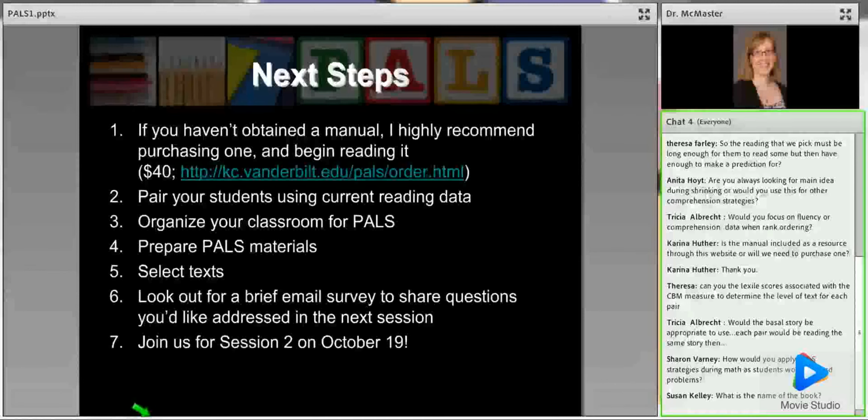And then also, I'll be sending out a little Google survey. It'll come in your email, I think it will come from Molly. But that survey will just be a chance for you to share any questions that you have so far that you'd like to be addressed in the next session. So we'll do that a few days before the October 19th session, so that I can try to incorporate those questions into the next webinar. And then you can join us on October 19th.